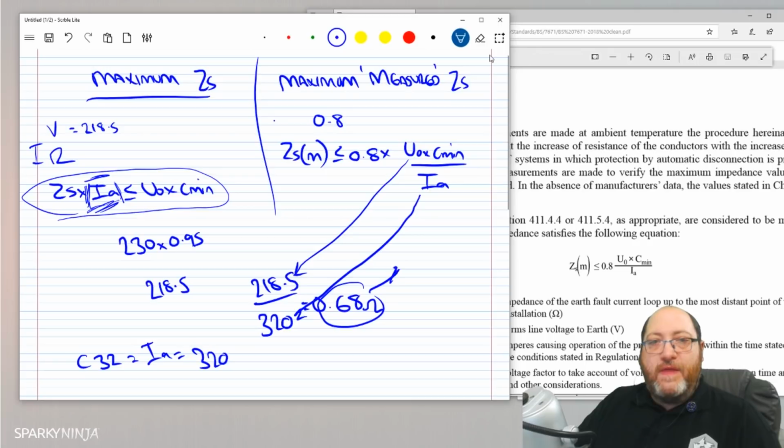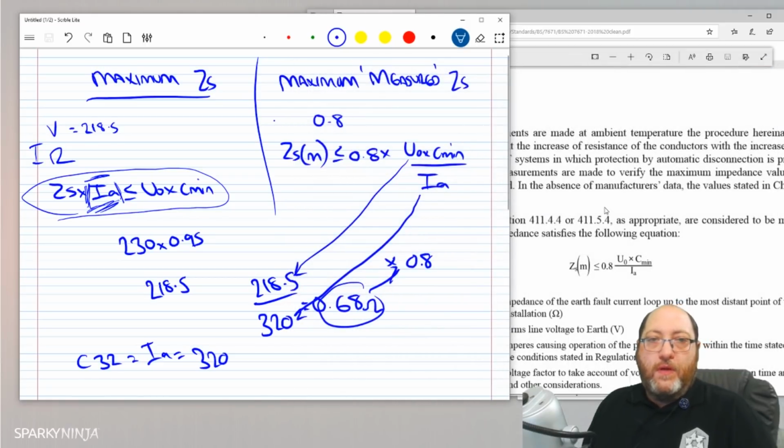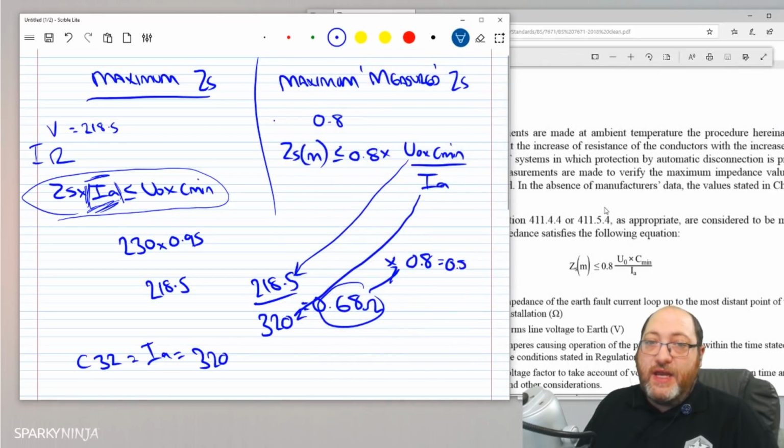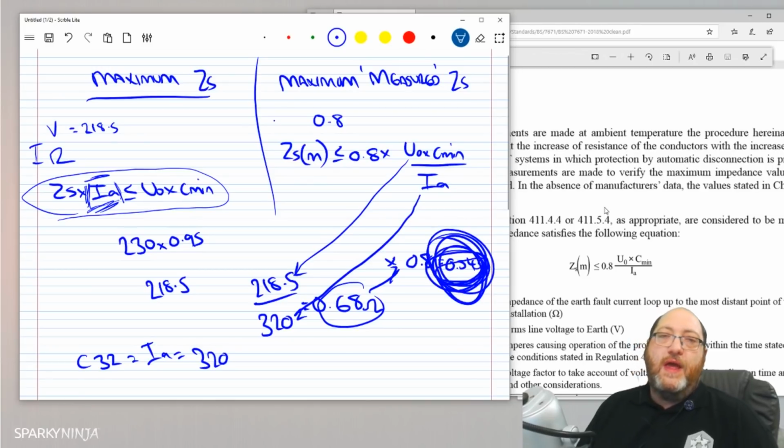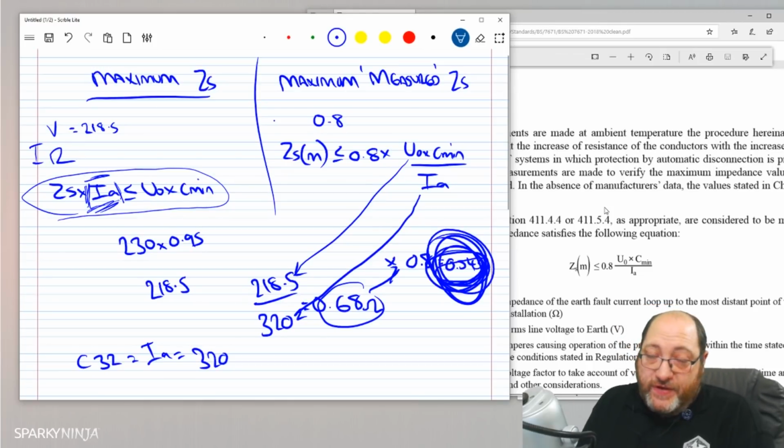But if I multiply that by 0.8, 0.68 times 0.8 gets 0.54. And it's not in the regulations, but if you're looking at the On-Site Guide, you'll see 0.54 given as the maximum measured earth fault loop impedance for C32 protective devices.